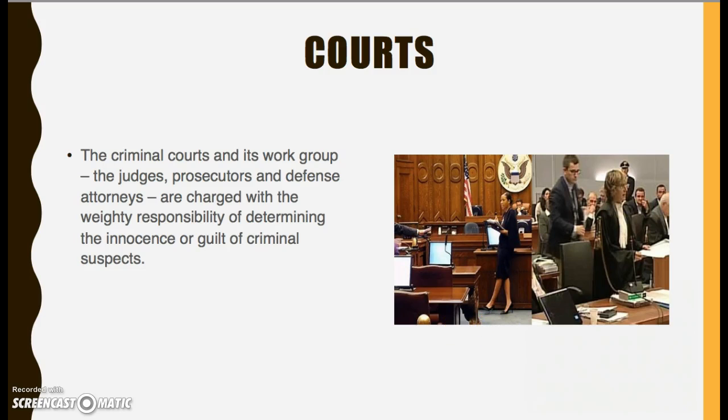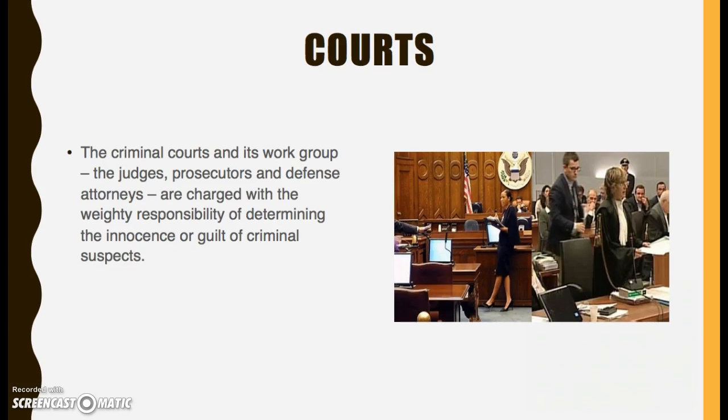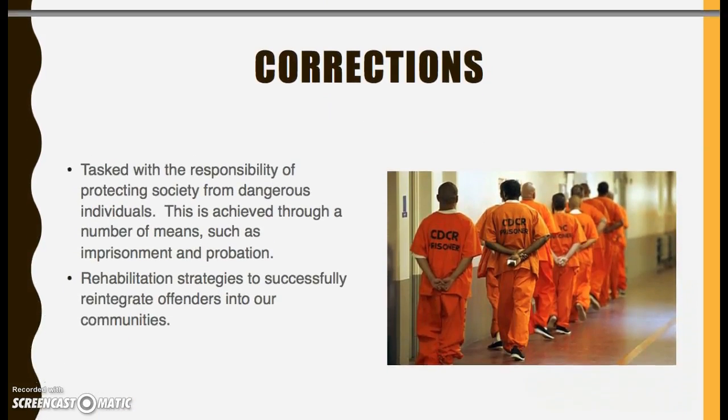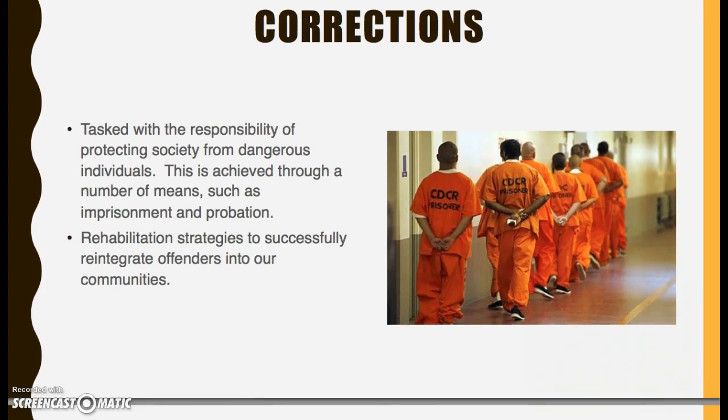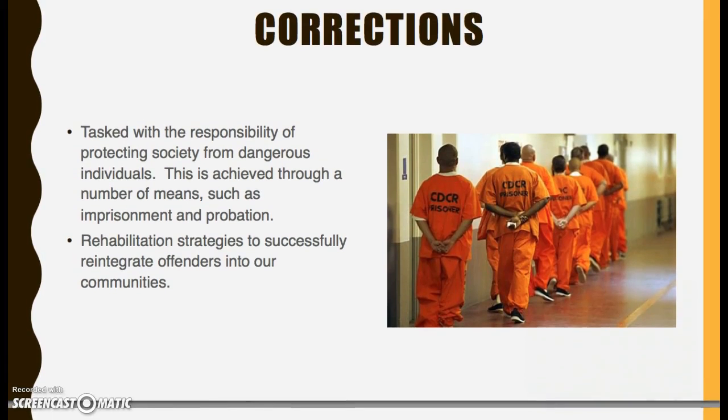And next we're going to talk about corrections. Now, corrections is tasked with the responsibility of protecting society from dangerous individuals. So in other words, locking people up. This is achieved through a number of means such as imprisonment, probation, parole, county jail, whatever the case may be. So they're tasked with the punishment that is handed down by the court and or a jury.